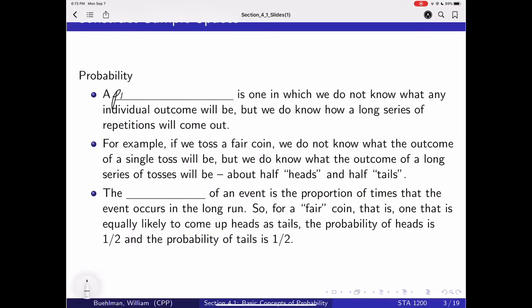A probability experiment is one in which we do not know what any individual outcome will be, but we do know how a long series of repetitions will come out. For example, if we toss a fair coin, we do not know what the outcome of any single toss will be, but we do know the outcomes for a long series of tosses will be about half heads and about half tails.